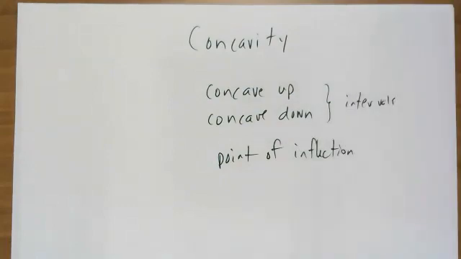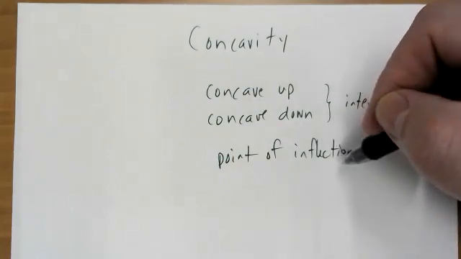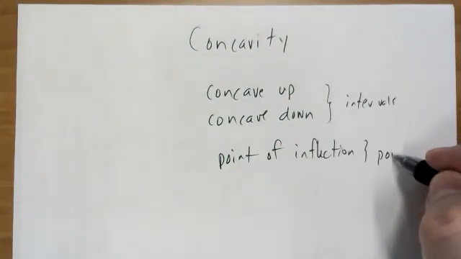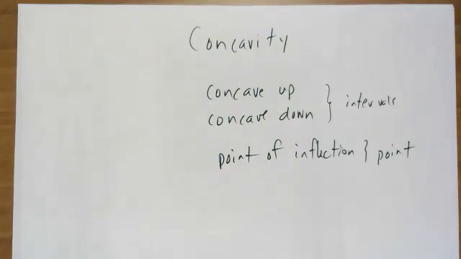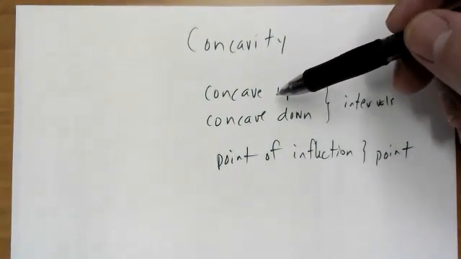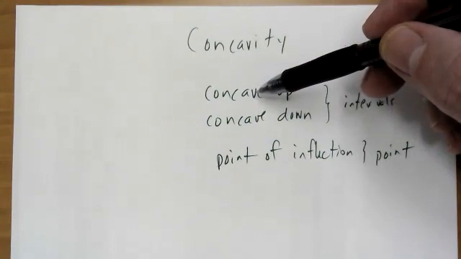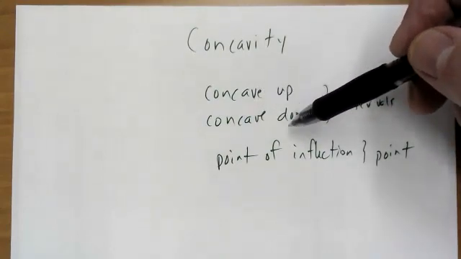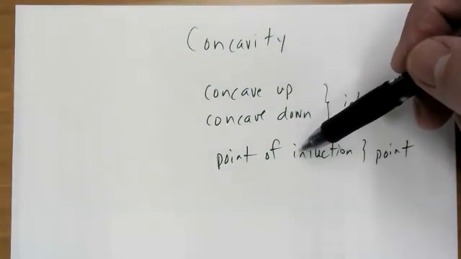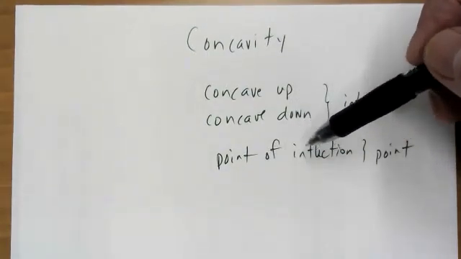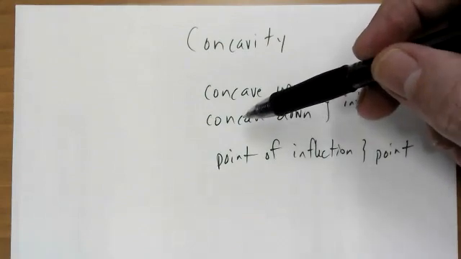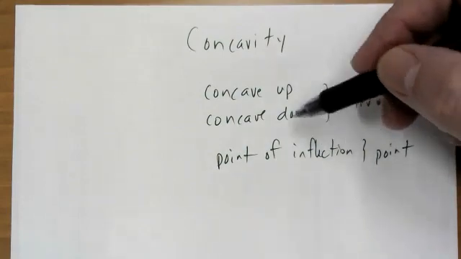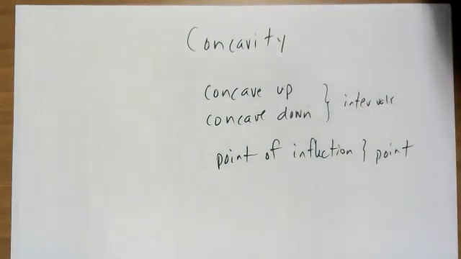You'll be asked to determine any points of inflection. So this on the graph will be a point, and I'll explain in a minute, but basically if the graph changes from concave up to concave down, the point at where it changes is called a point of inflection, or the graph could go from concave down to concave up. So the point of inflection is where the concavity changes.